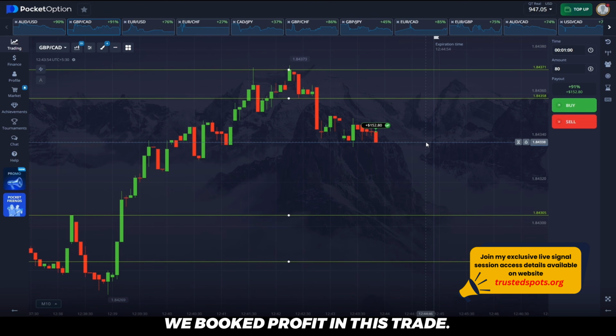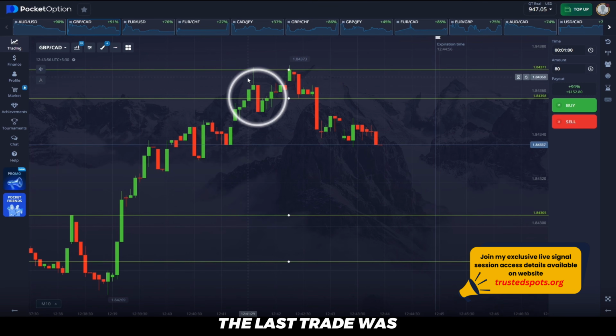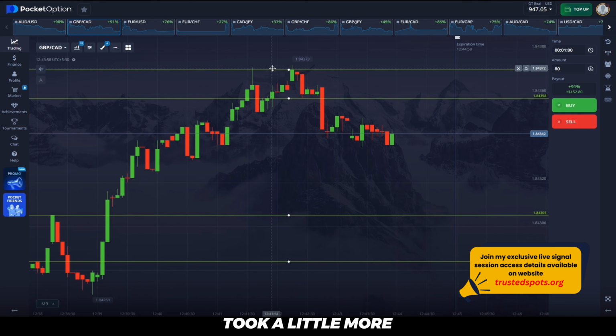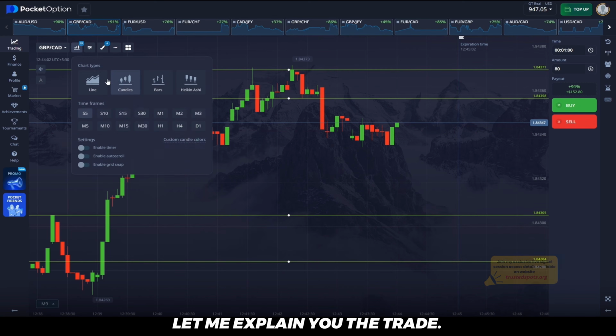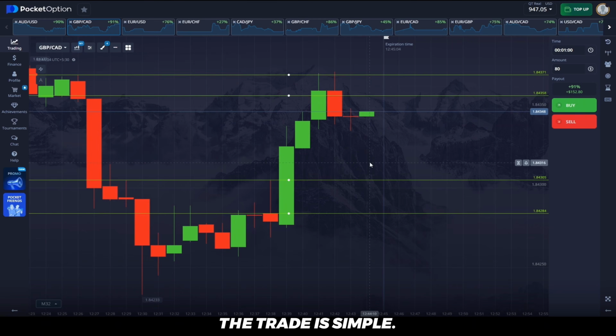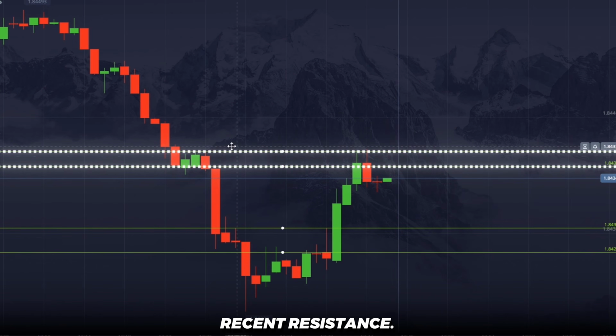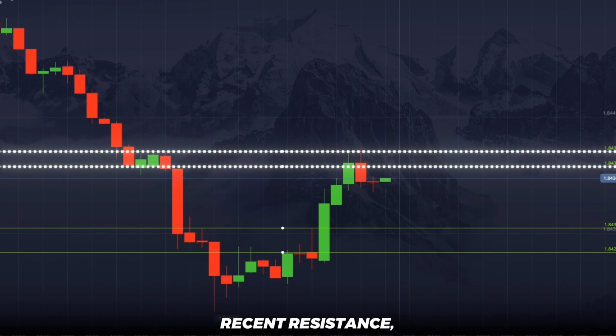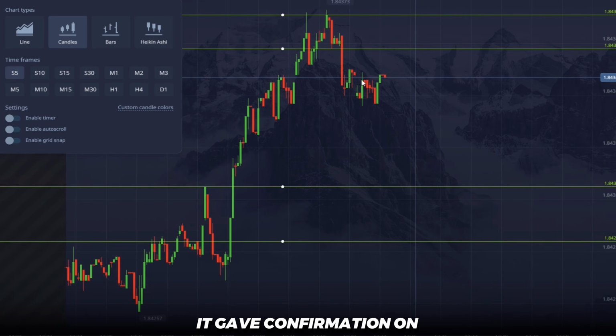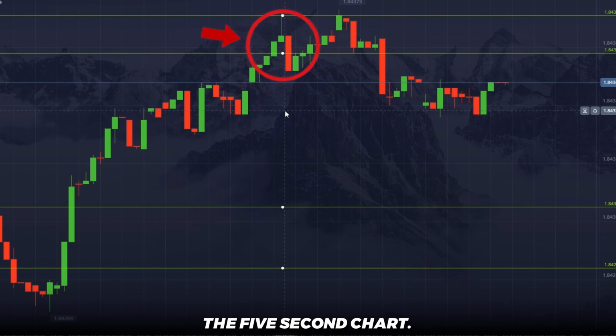Okay, we booked profit in this trade. The last trade was in loss because price took a little more time to reverse. Let me explain the trade. The trade is simple. Price hit the recent resistance. After hitting the recent resistance, it gave confirmation on the 5-second chart.